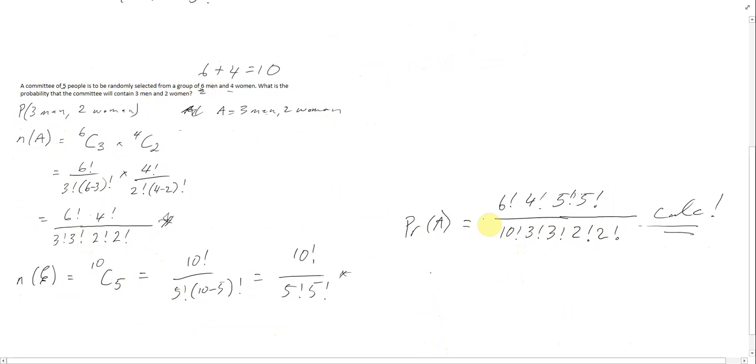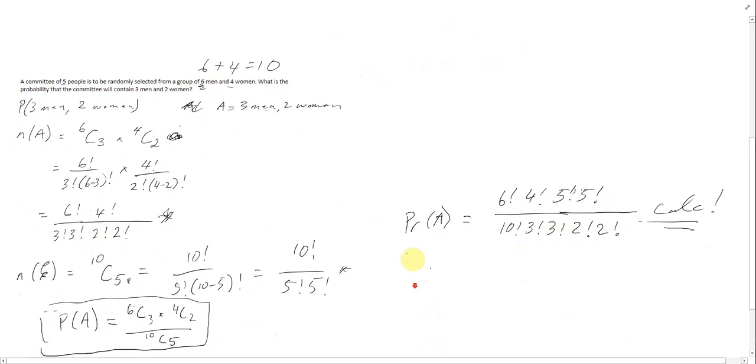Okay. By the way, you possibly could have done calculator right from this step here, combining it with this step here. So if you wanted to find the answer just using a calculator, you could have easily just done 6C3 times 4C2 divided by 10C5, and that also would have just gotten you the answer even more quickly, even more easily. So there you go. Now that's basically all you really need to know.